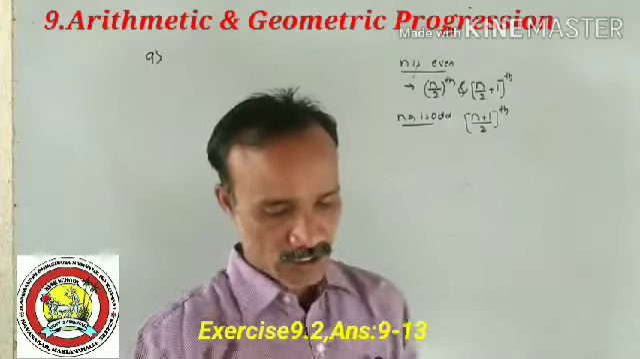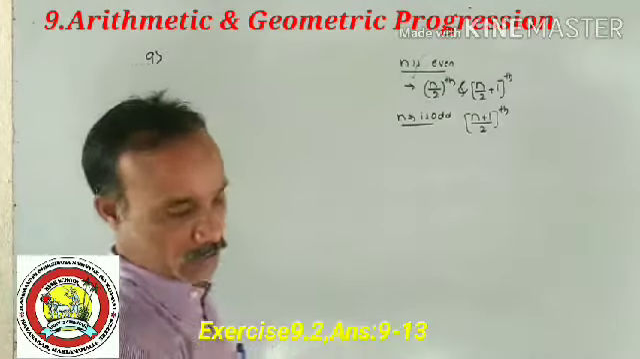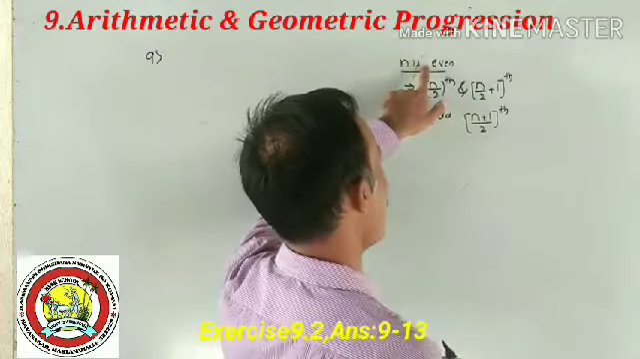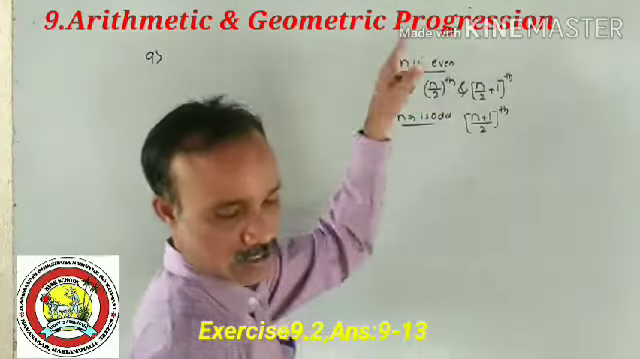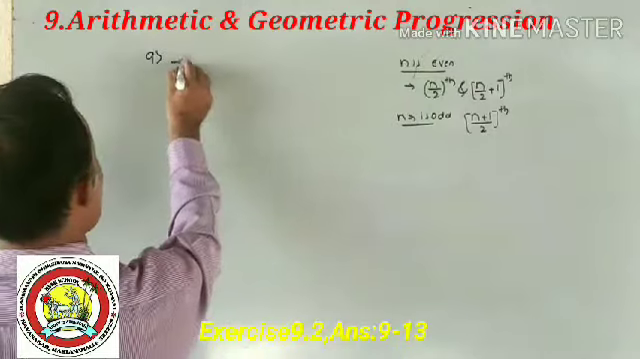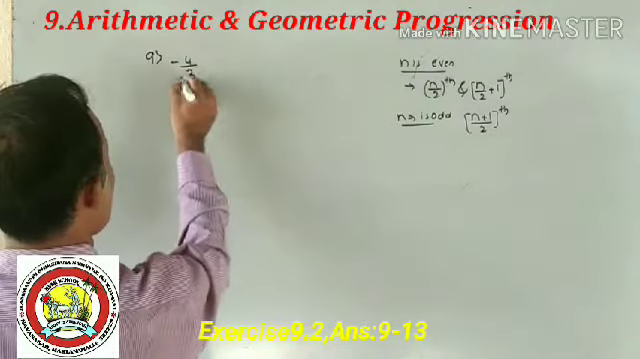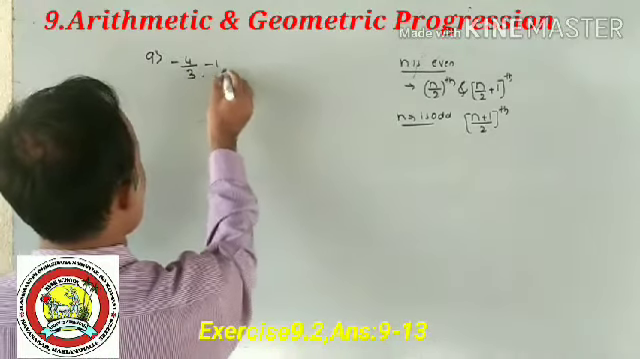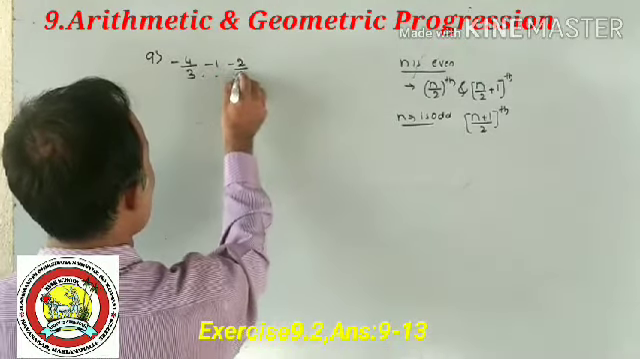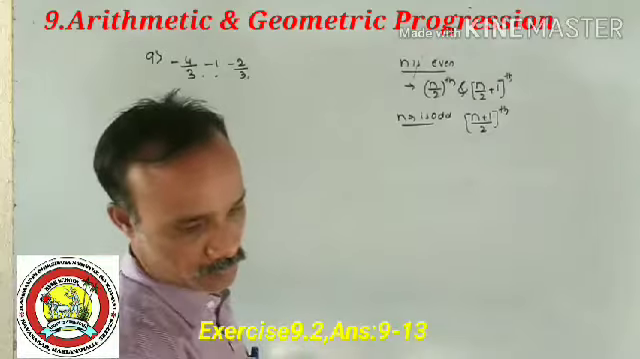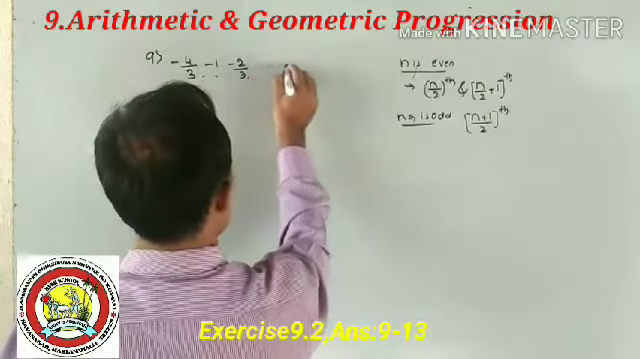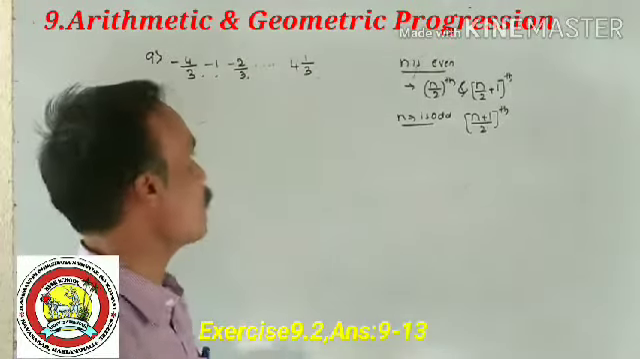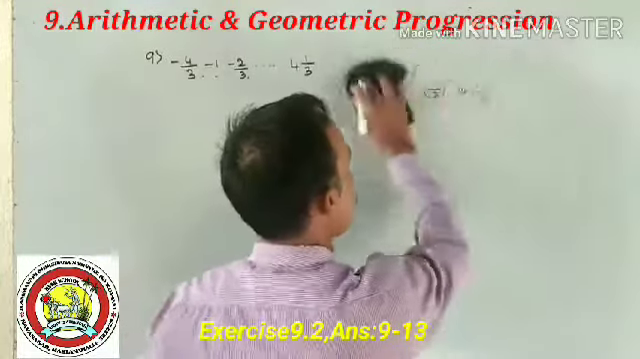Okay, here the question is: find the sum of two middle terms. Two middle terms means, no doubt, the value of n is even. Let's see the question. The given progression is minus 4 by 3 as the first term, minus 1 the second term, minus 2 by 3 the third term, and the last term is given as 4 whole 1 by 3.